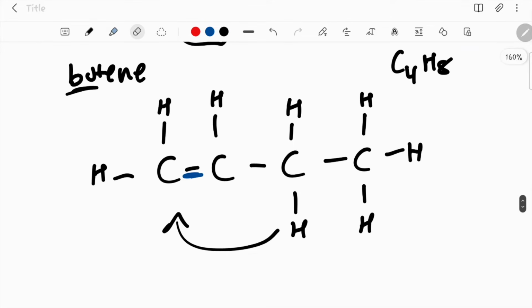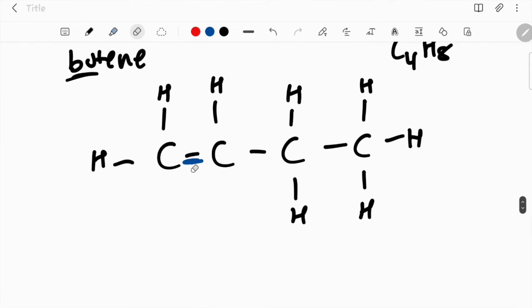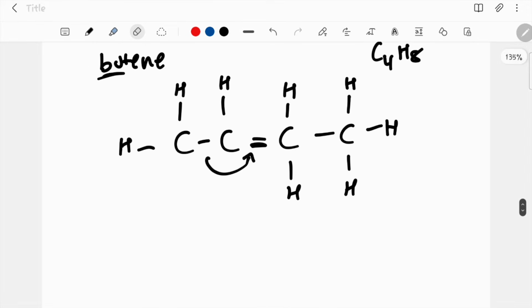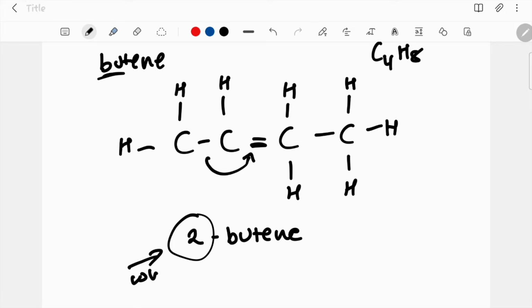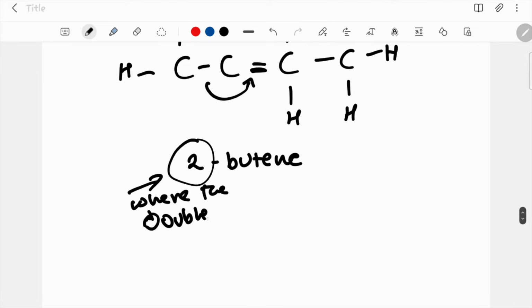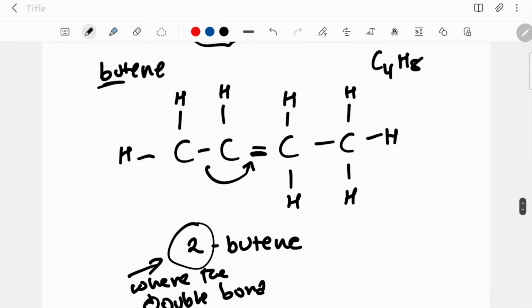Right now, what we just drew was called butene. But what if I make this double bond, instead of here, I take it here? Let's erase this. What happens now? How do I call this molecule? Because the name changes, and the new name will become 2-butene. This is because this 2 represents where the double bond is.